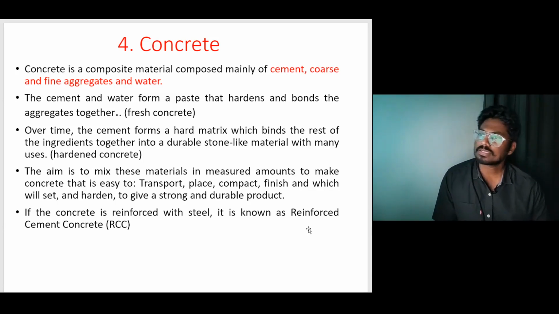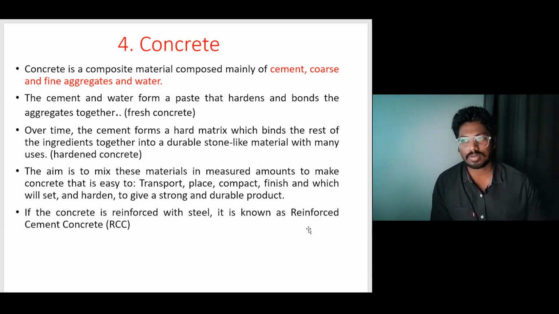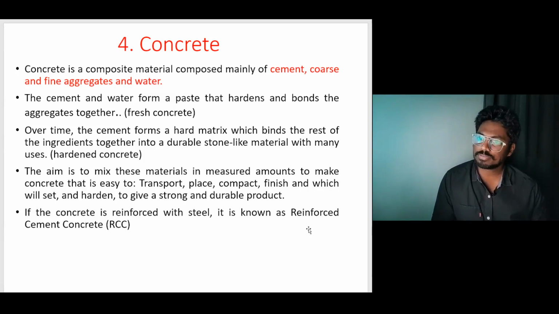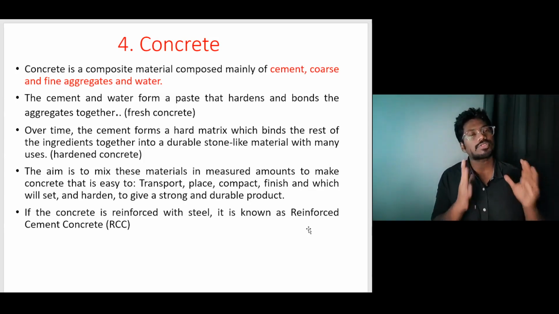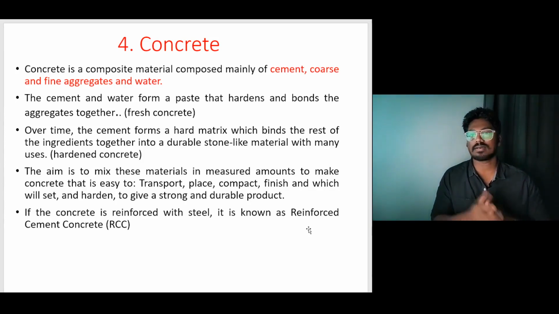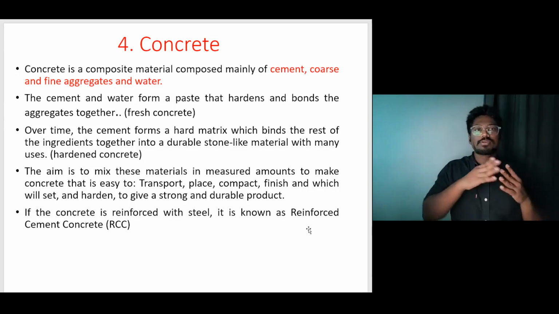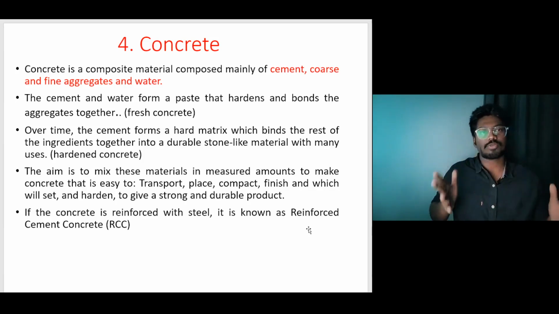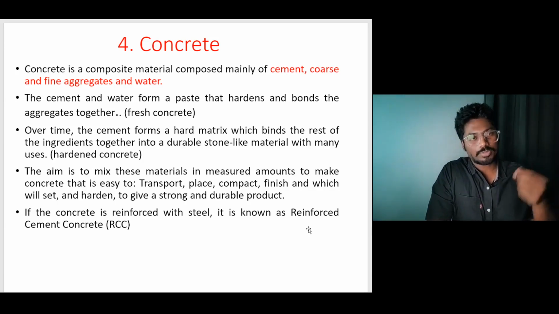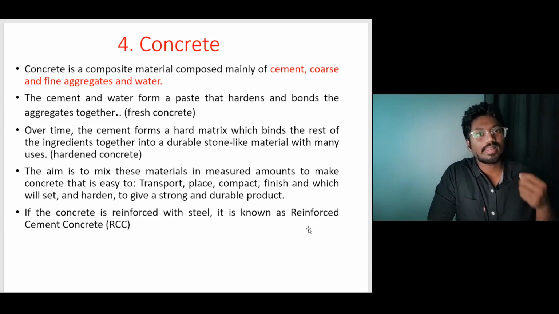Like I just said, cement and water form a paste that hardens and bonds all the aggregates together. Cement is a binding agent over here. Over time, cement forms a hardened matrix which binds the rest of the ingredients together into a durable stone-like material. And that is the reason why concrete is the most versatile construction material out there, because of its ease of manufacturing, its ease of placing, its ease of making into different shapes. That's why we call concrete the most versatile construction material.